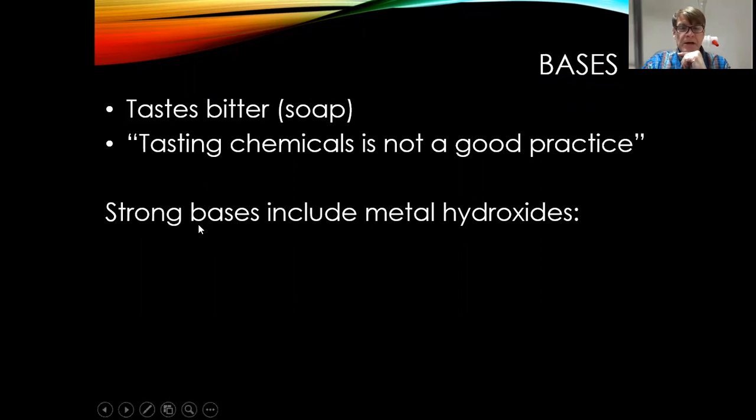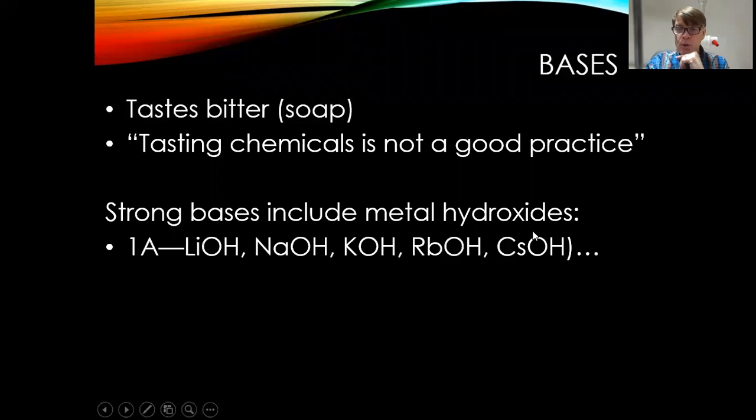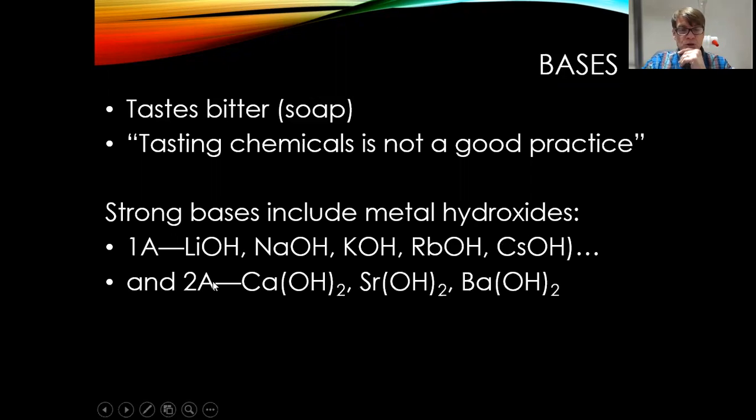So strong bases include, for example, metal hydroxides, the OHs. So this is from 1A, which is the very first column in the periodic table: lithium hydroxide, sodium hydroxide, potassium hydroxide, rubidium hydroxide, or cesium hydroxide. I didn't even know you could get these. Anyway, they are strong hydroxides. And then 2A, the second column: calcium hydroxide, strontium hydroxide, barium hydroxide. These are all also strong bases. What's the common feature in all these? Hydroxide. Ammonia, by the way, is a weak base. NH3 is a weak base.